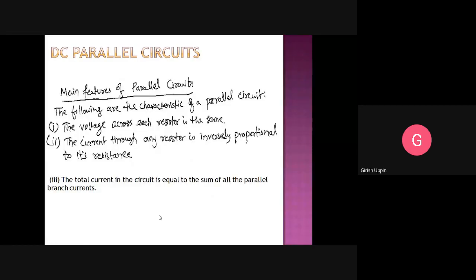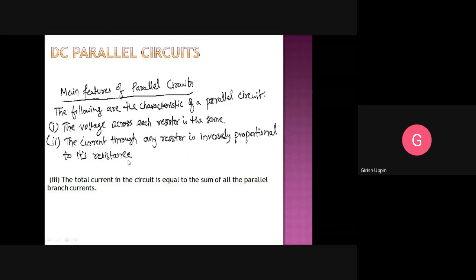So let us see what are the important characteristics of a parallel circuit. As we just discussed, the voltage across each resistor is the same. Whatever the resistor, or you can say branch, voltage across each branch is exactly the same. And current through any resistor is inversely proportional to its resistance. Means what? In a particular branch, the amount of current is more if resistance is less. The current is less if resistance is more. That is, the current is inversely proportional to the resistance value.